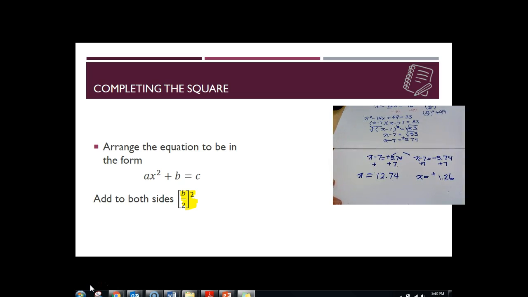So in this place then, when we think about that graph that we were working on, the x-axis, the solutions, the place where the parabola is going to cross the x-axis is at 12.74 and 1.26. I don't think those are numbers that you could have come up with factoring in the first place.